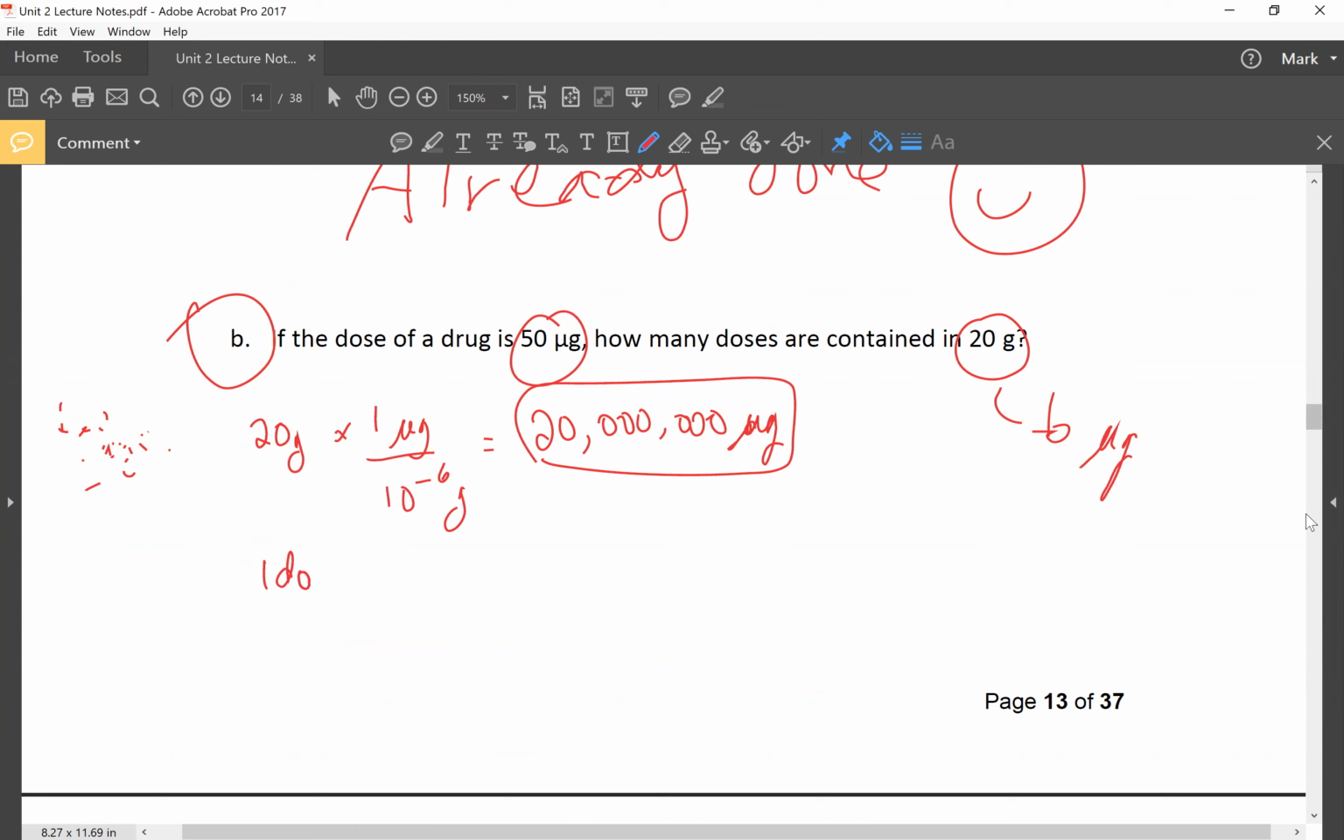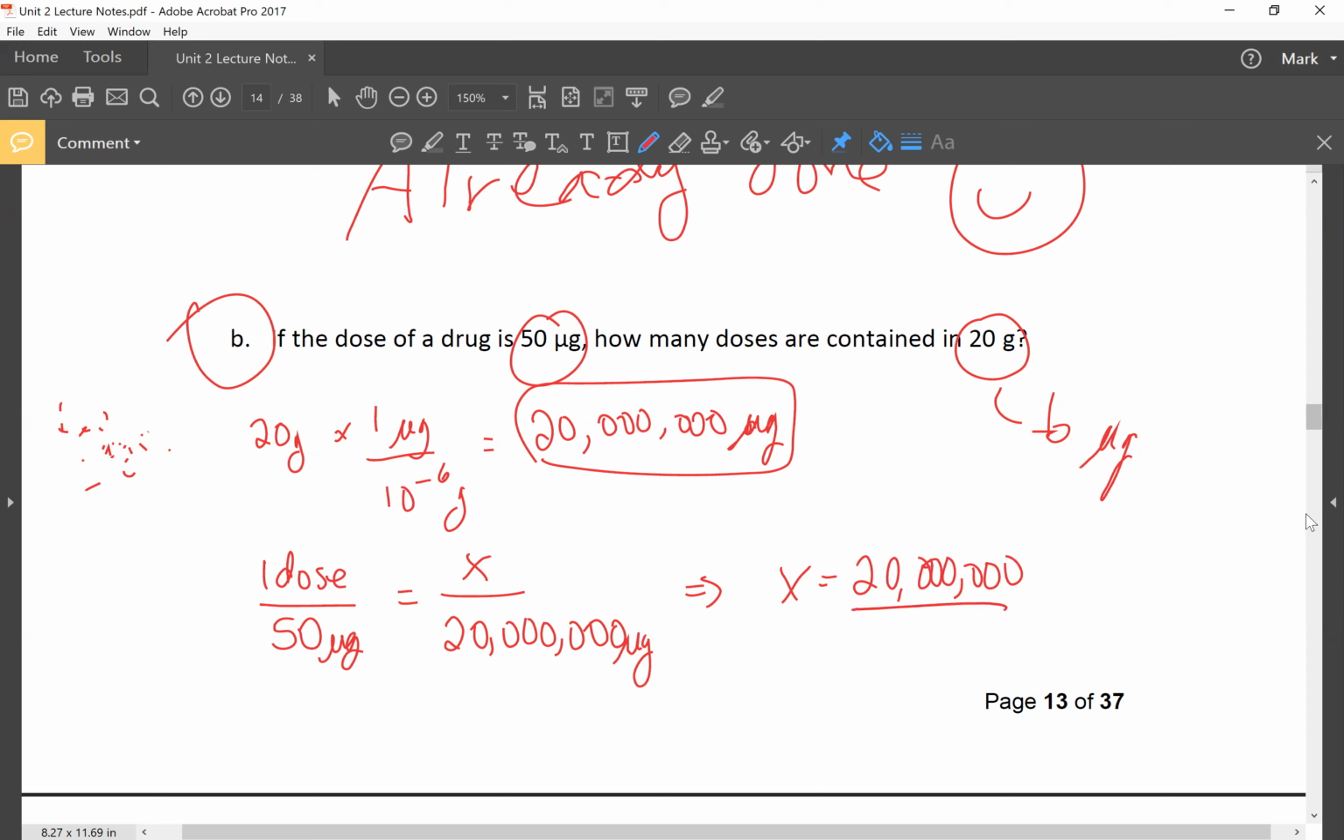One dose is equal to 50 micrograms. How many doses are in 20 million micrograms? So X is going to be 20 million over 50, and you'll get your answer. Now, let me see what my calculator says. I know the answer, but I want to see if my calculator gives me scientific notation or not.